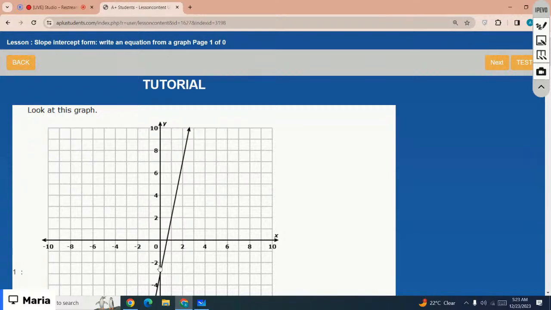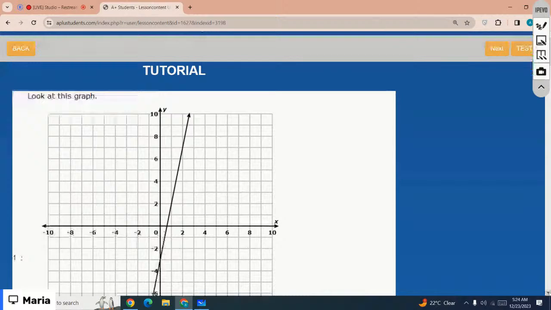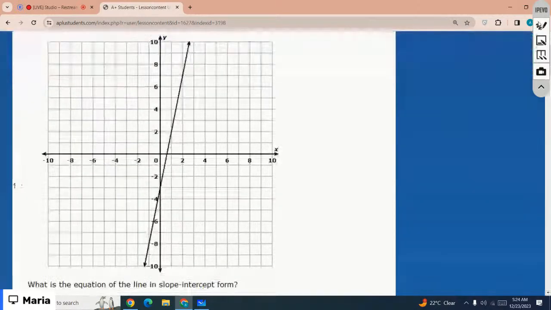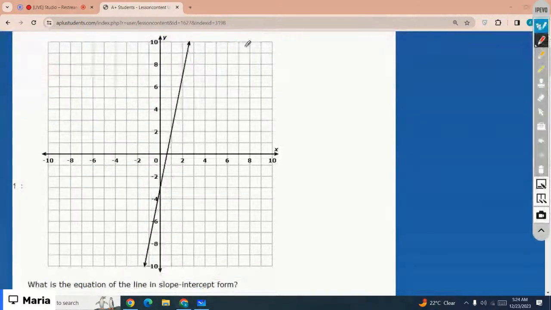The first thing is you can find the y-intercept from the graph. First thing is the y-intercept, right? Because the slope intercept form of the equation needs two things: the m, that is the slope, and the b, that is the y-intercept. So you need to find these two pieces of information from the graph so that you can write down the equation.